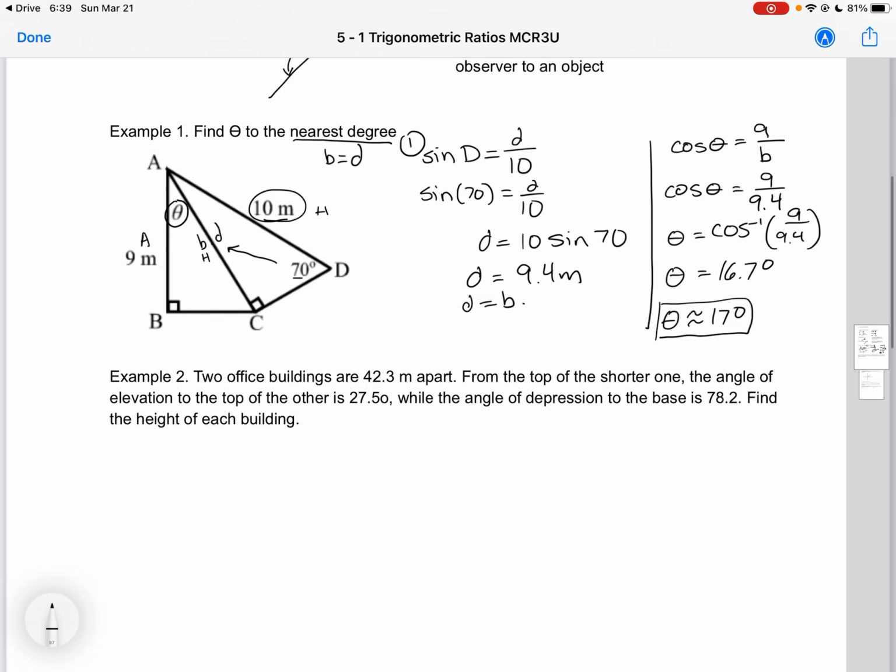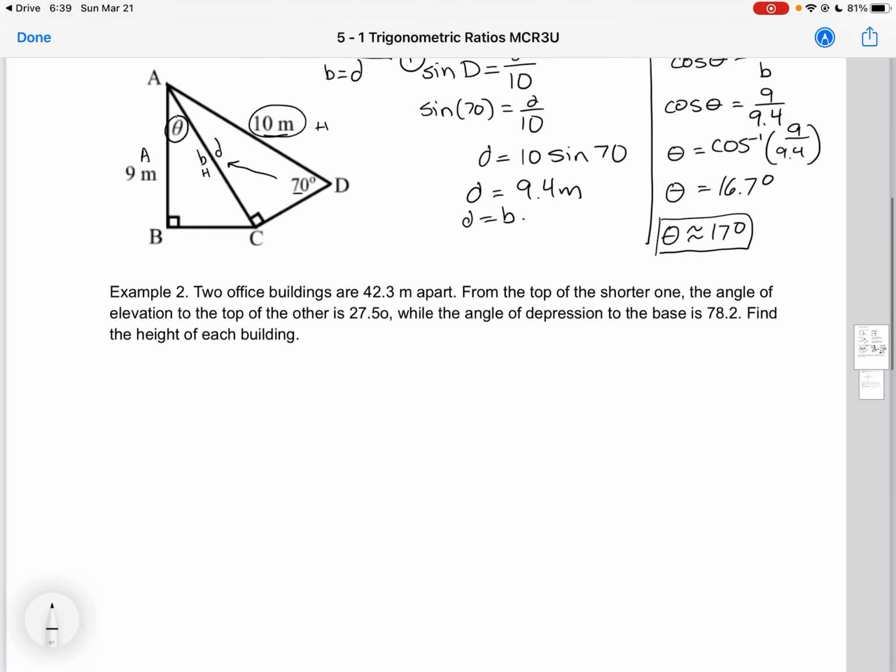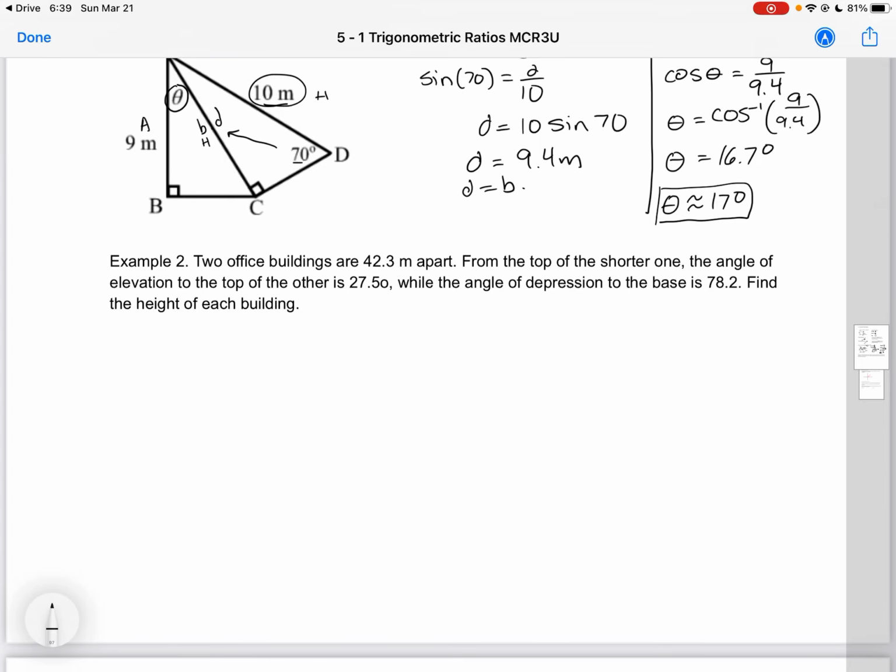Okay, so let's do another example of a word problem. Here we've got two office buildings are 42.3 meters apart. So I'm going to draw a diagram to represent this situation. And I know that they are 42.3 meters apart. From the top of the shorter one, the angle of elevation to the top of the other is 27.5, while the angle of depression to the base is 78.2. Let's add some proper degrees symbols in there.